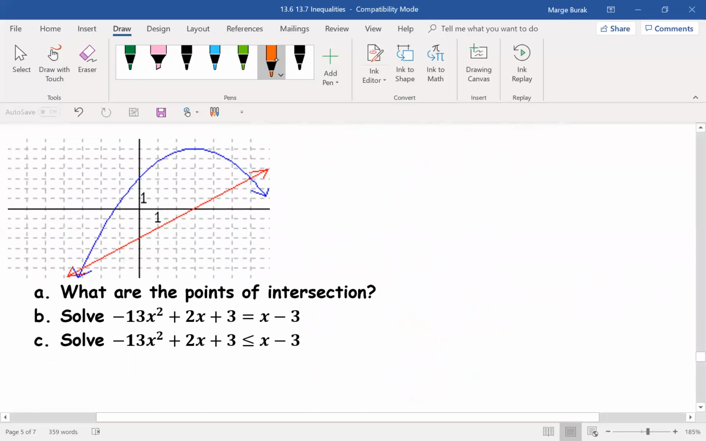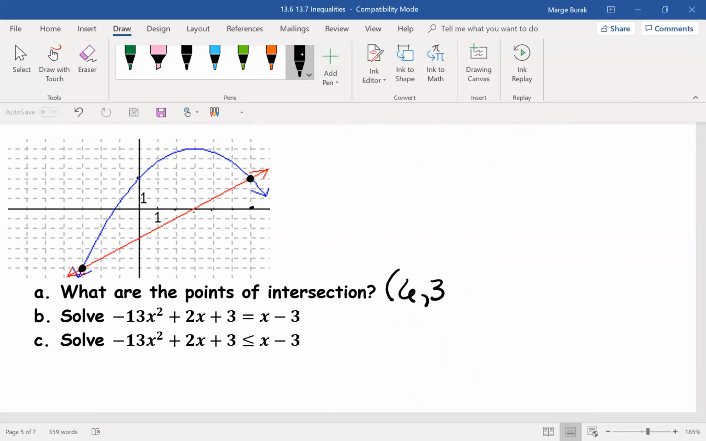Okay. So this one's a little bit different. It's got two functions. What are the points of intersection, first of all? Okay, so here's 1 point and here's 1 point. So I'm going to say the points of intersection are at 1, 2, 3, 4, 5, 6, up 1, 2, 3. And the other point of intersection is going to be negative 1, negative 2, negative 3, down to negative 1, 2, 3, 4, 5, 6.